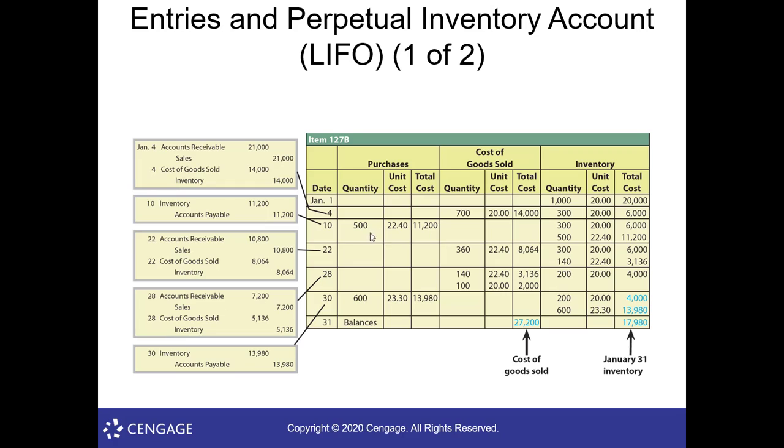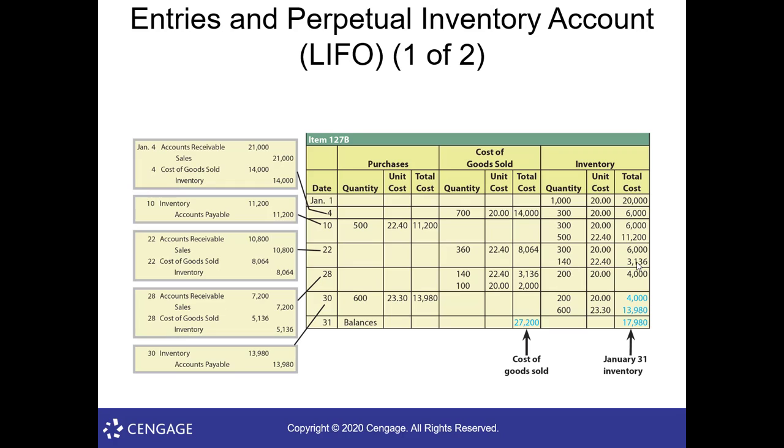However, when we purchase this additional 500 units, we now have 2 layers. So when we sell 360 units on the 22nd of January, they all come from the last in, first out layer. So it's all $22.40. That leaves us with 140 in that layer and still having the 300 from the beginning inventory. So when we sell 140 units, that wipes out the purchase that was made on the 10th.